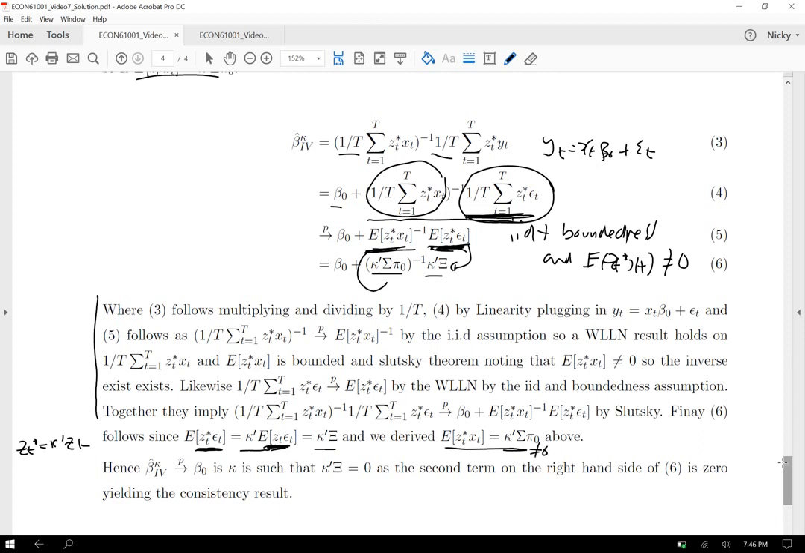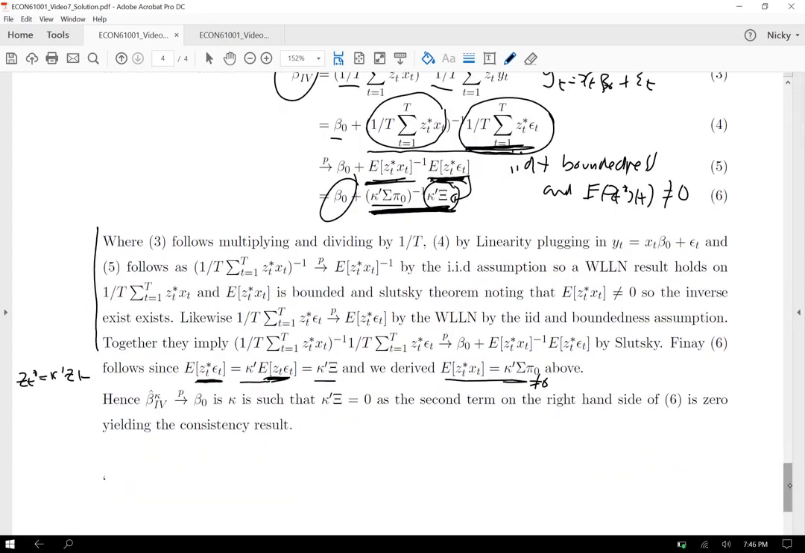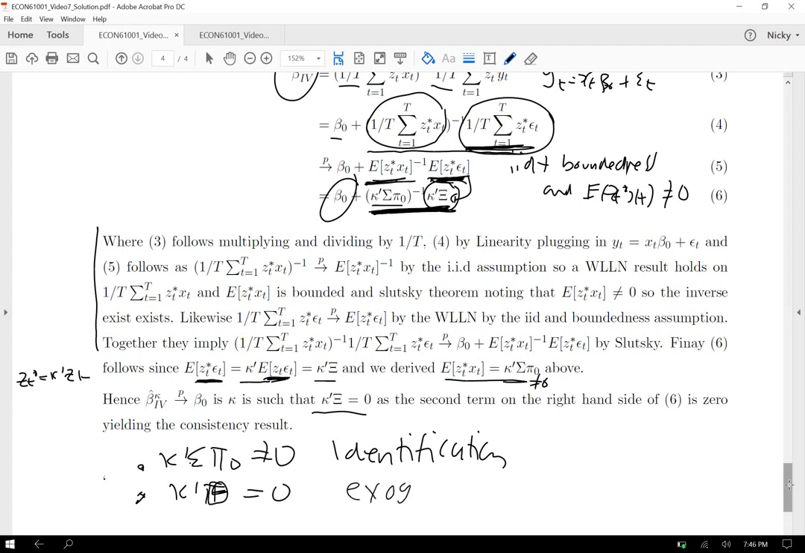So we can see then, when is IV consistent? Well, when the IV estimator converges to beta naught. So we need this whole term to equal naught. Well, that's only going to happen when this equals naught. So the conditions that we need are that kappa dash xi equals naught. The two crucial conditions here are kappa dash sigma pi naught doesn't equal naught, which will give us identification, and kappa dash xi equals naught, which would be exogeneity here.